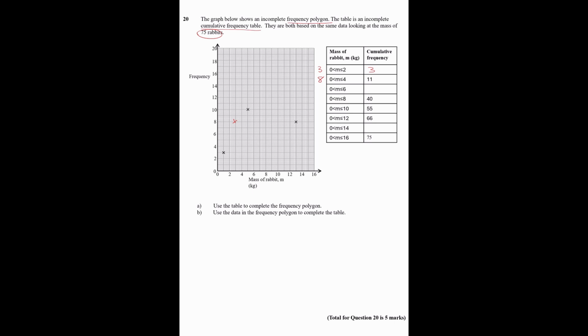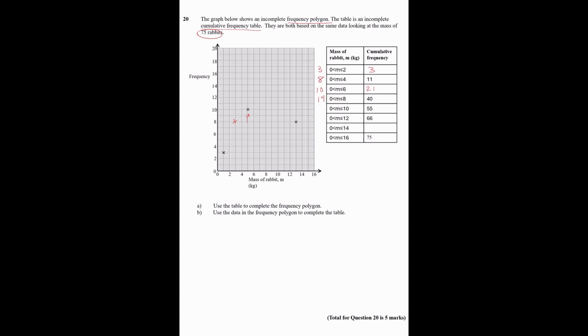Then the next one is 5,10 on the frequency polygon. I can see that. That's that point here. So that means the frequency must be 10 between 4 and 6. So I'm going to add that to the 11 to make 21 on the cumulative frequency table. Then looking at the cumulative frequency, I'm going from 21 to 40. How do I go from 21 to 40? I add 19. So that means that must be 6 to 8, which is my 7.